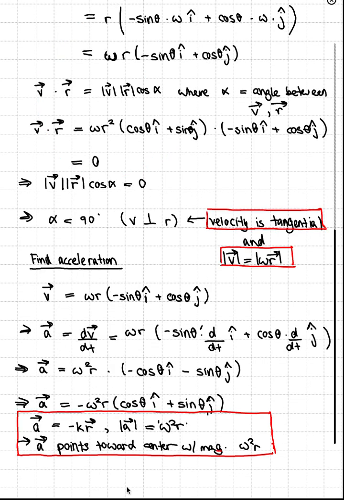The way that I did this is that, remember, v equals omega r times negative sine theta i plus cosine theta j. However, acceleration is nothing but the change of velocity over time, or dv over dt. If we differentiate this, we end up getting omega r times negative sine theta times d/dt of i plus d/dt of cosine theta j. I know I wrote this a bit wrong, so I'm going to erase it and rewrite it so it makes a little more sense.